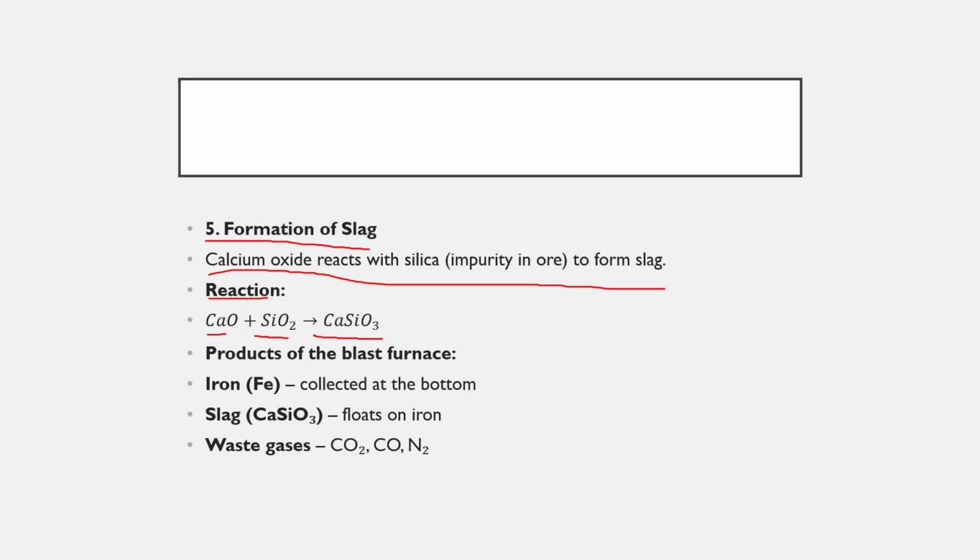So students, these are the 5 reactions that occur in the blast furnace for the formation of iron from its ore hematite. After these reactions, the products in the blast furnace are iron collected at the bottom, slag (formula CaSiO3, calcium silicate) floating on the iron, and waste gases. The waste gases include carbon dioxide, carbon monoxide, and nitrogen.